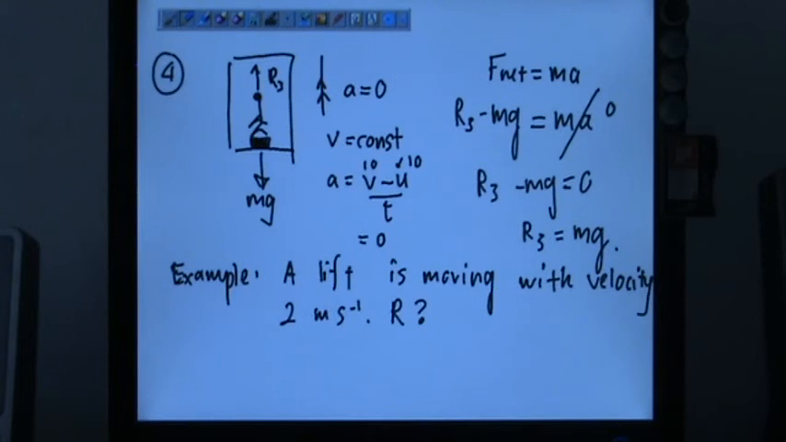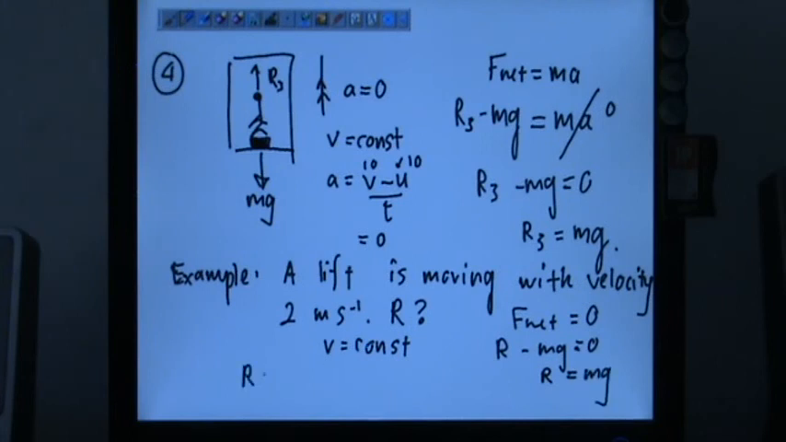In this case, your understanding is that v is constant. So the F net is equal to 0 because a is 0. So R minus mg equals 0, so R equals mg. When R equals mg, the scale reading is the same as before. Let's say 70 times 10, 700. So the case of constant velocity is the same as the case of the lift not moving.